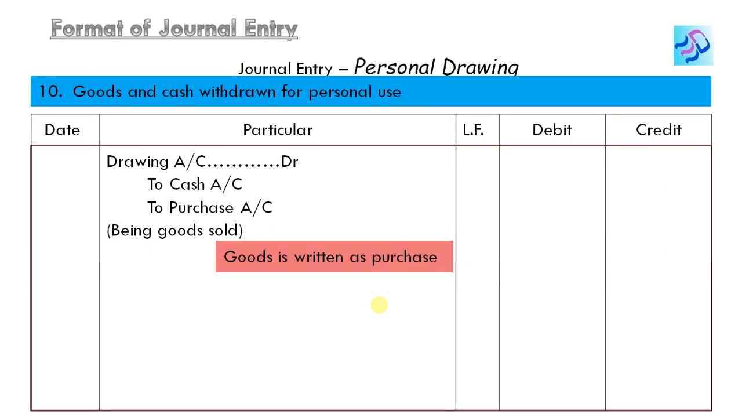Let's look at the personal drawing first. Suppose goods and cash withdrawn for personal use. When we withdraw something for personal use, the entry will be drawing account debit to anything that you withdraw. If you withdraw cash, cash goes on credit side. And if you withdraw any goods, it is recorded as to purchase account.